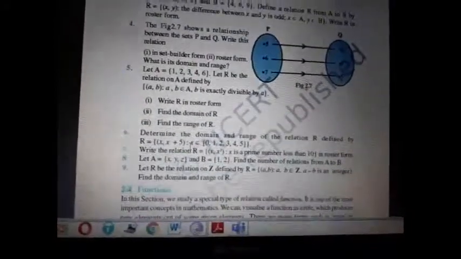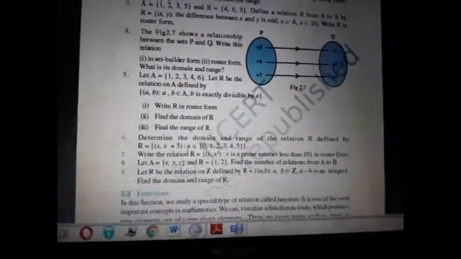If you choose the first element as 0, the second element will be 0 plus 5. If you choose the first element as 1, the second element is going to be 1 plus 5. That's it. But till what values do you have to take? Till 0 to 5. That's it. So list out all the elements of the relation R, then find your domain and range. Then move on to the seventh question.